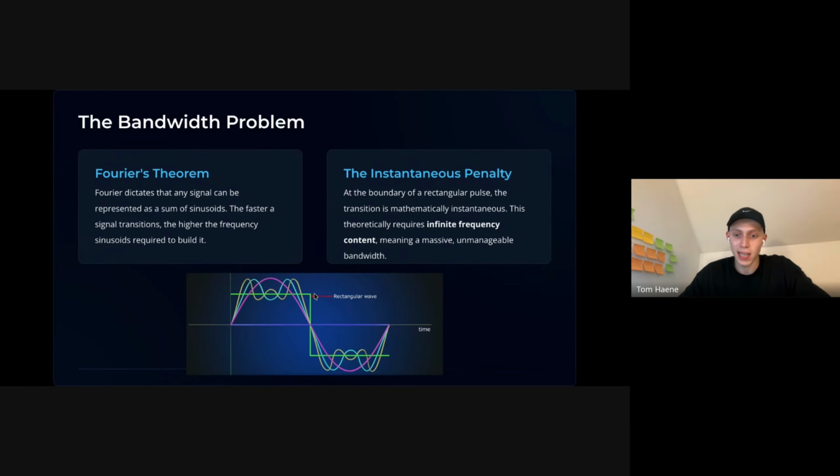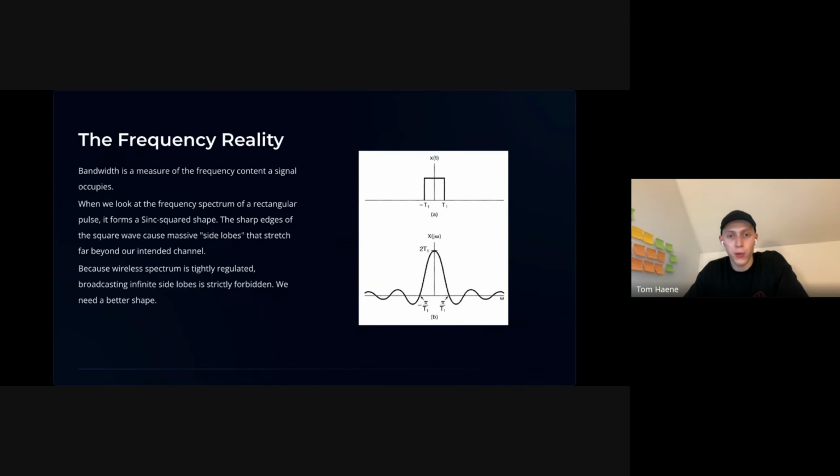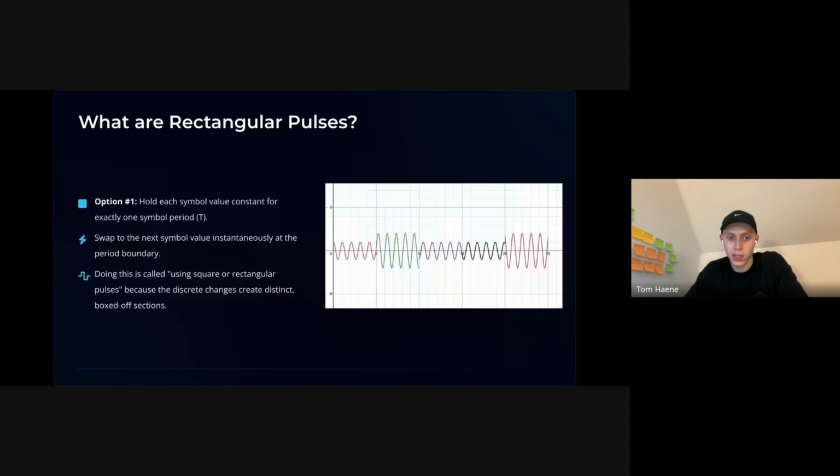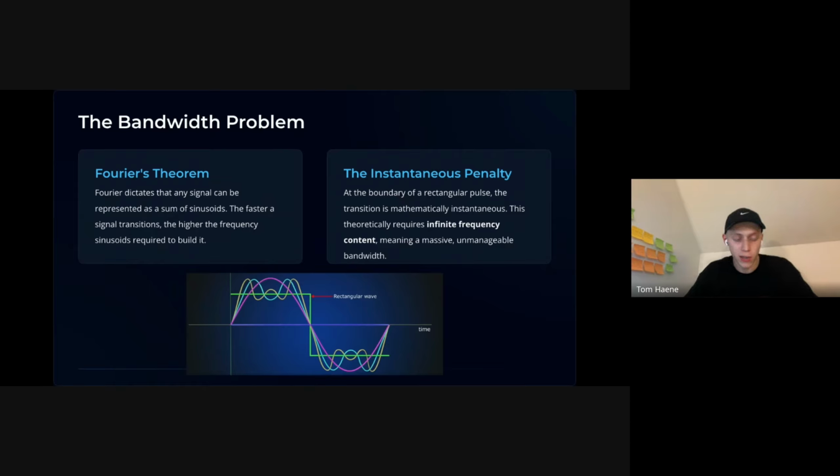So to build this instantaneous transition, you need a sinusoid with literally infinite frequency. That way it can transition instantly. So you need an infinite frequency component to make a square wave. Why am I mentioning this? If you think of square pulses again, you have these square wave situations here. At the boundary of one amplitude to the next, you're instantly transitioning to the new height or phase, and that would require an infinite frequency component.